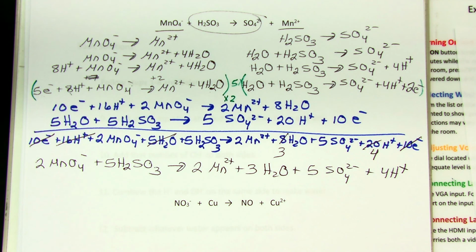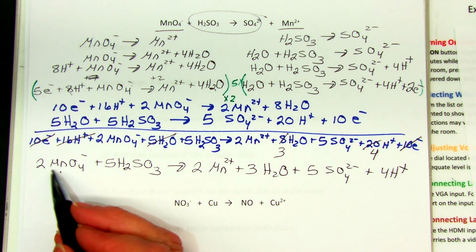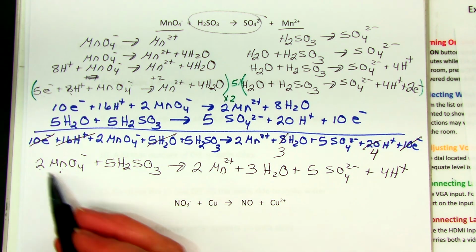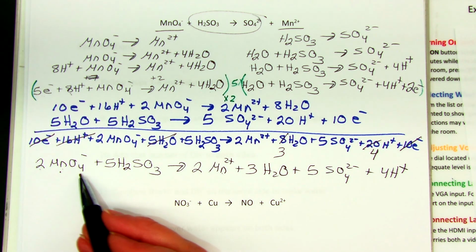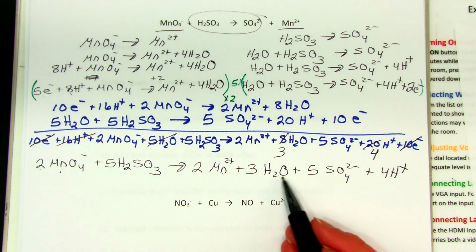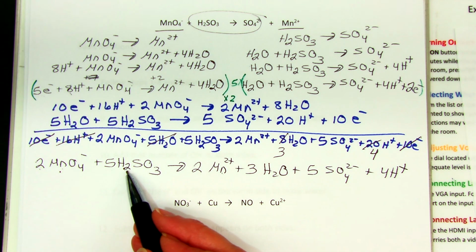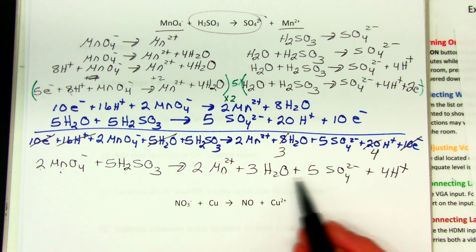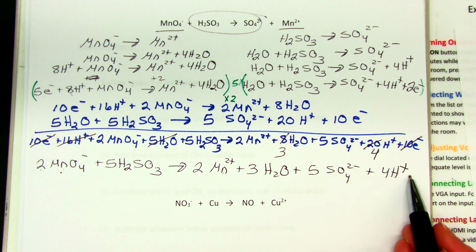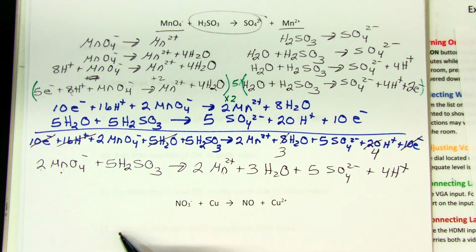But always go back and check because there's so many places to mess this up. 2 manganese. 2 times 4 is 8 oxygens. 5 times 3 is 15, and 8 is 23. 3 oxygens plus 20, 23. 10 hydrogens. 3 times 2 is 6, plus 4 is 10. 5 sulfur, 5 sulfur. We already did oxygen.